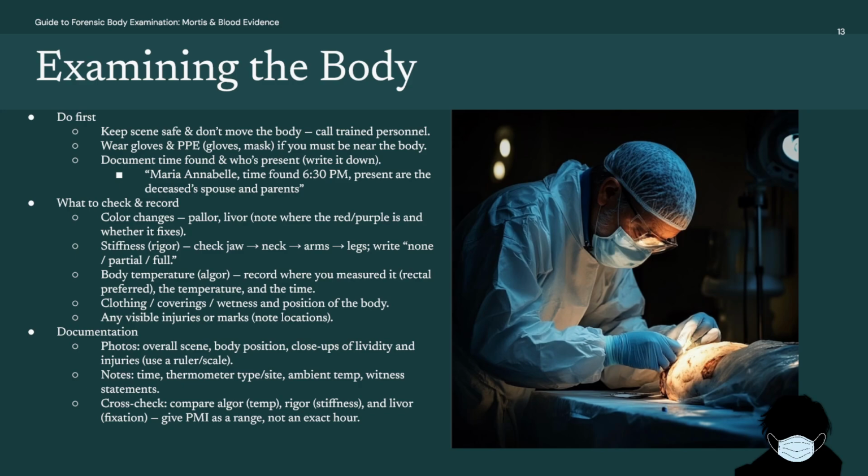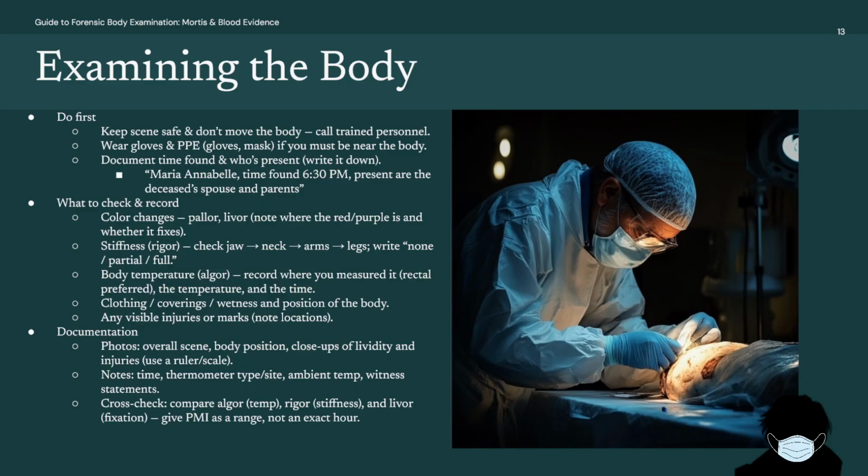What to check and record. Color changes, pallor and livor. Note where the red and purple is and whether it is fixed. And the stiffness of the body. Checking the jaw, the neck, the arms, the legs. Record none, partial, or full. And then the body temperature, record where you measured it. Rectal is preferred, the temperature and the time. And then the clothing, covering, wetness and position of the body, and any visible injuries or marks.